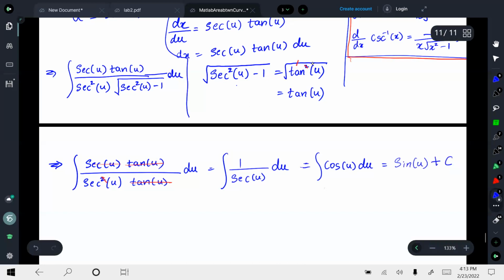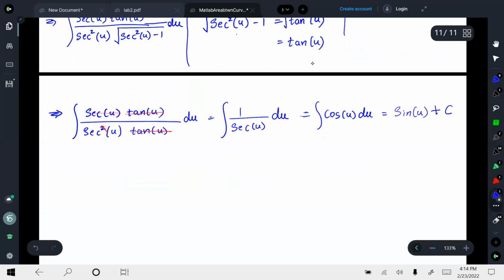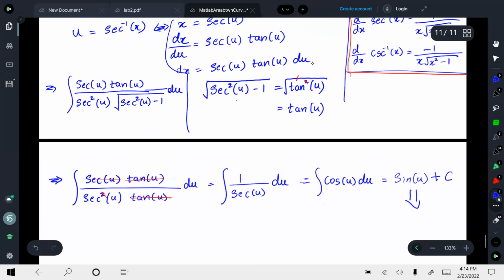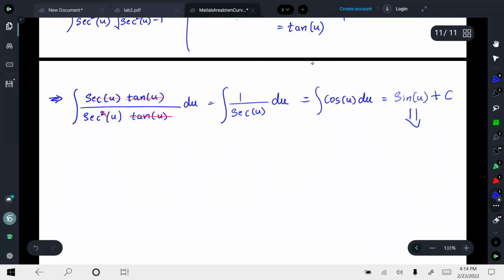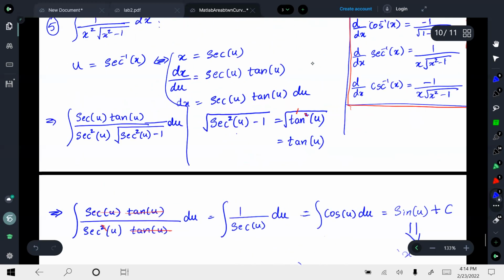Now this is not the final answer, because you have to substitute back what u is, right? That task I will leave to you, because it is not so easy. Remember, sine u can be written as sine of secant inverse of x. Now you have to simplify such that you get only x terms in the final answer. Now sine of secant inverse of x plus c, right? That's what you will simplify, because u is secant inverse of x.